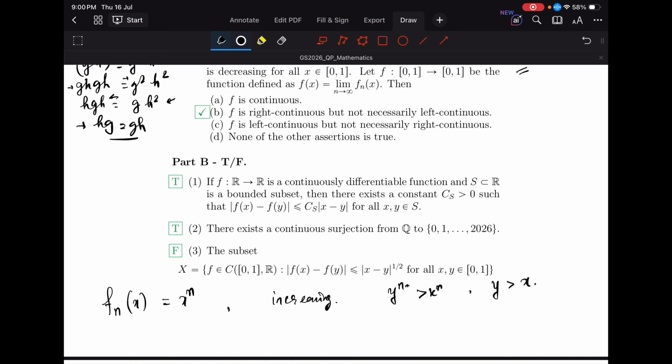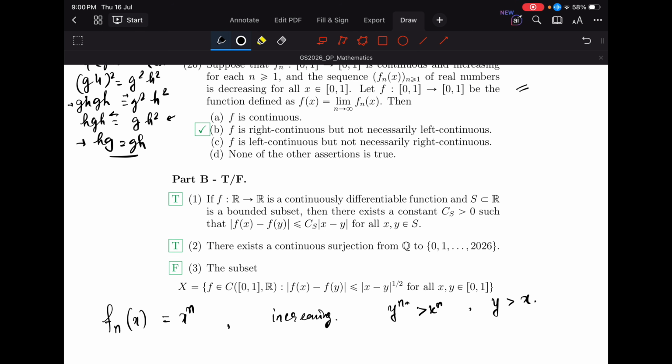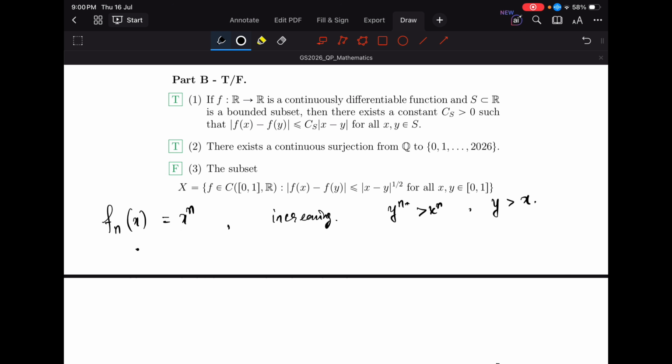Okay, so this is increasing. This first check, this is increasing for all n. The sequence is decreasing, so fix a particular x. We have to show that this is decreasing. This is clearly decreasing, right? Because x to the power n is greater than or equal to x to the power n plus 1, because x is less than or equal to 1. That's why this is a decreasing sequence.